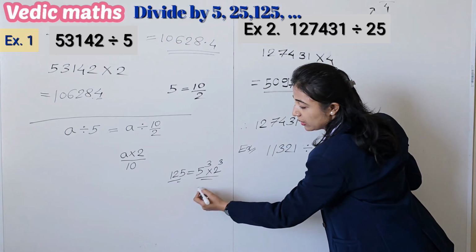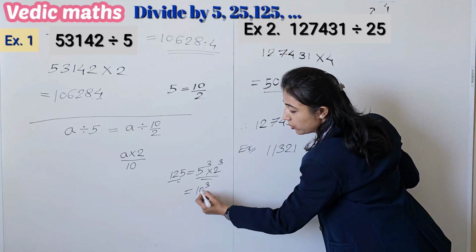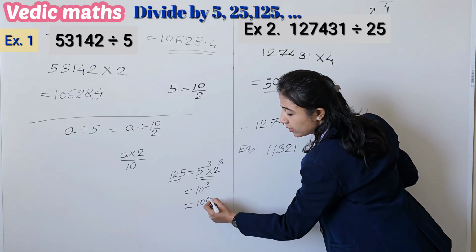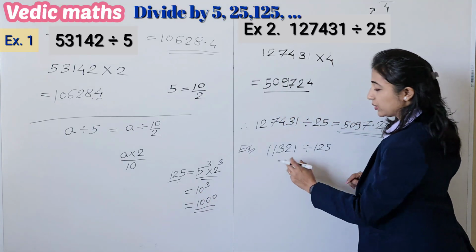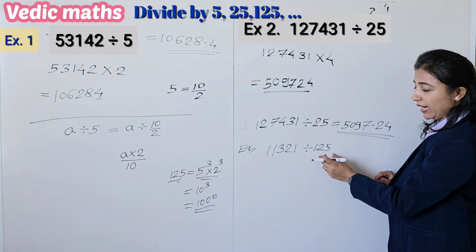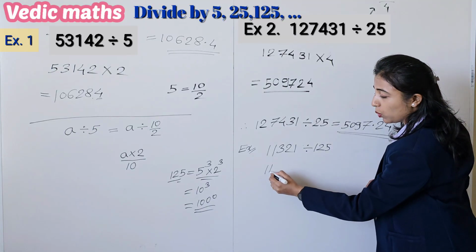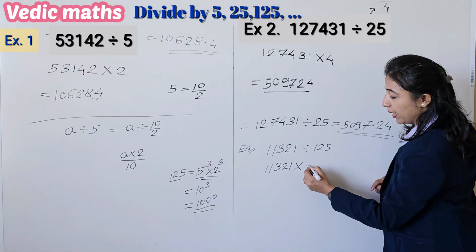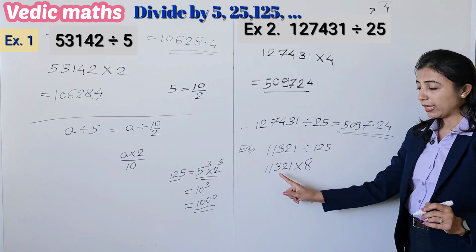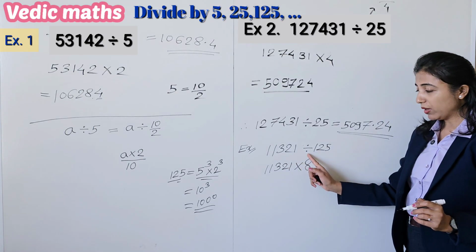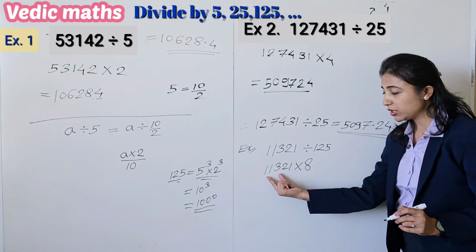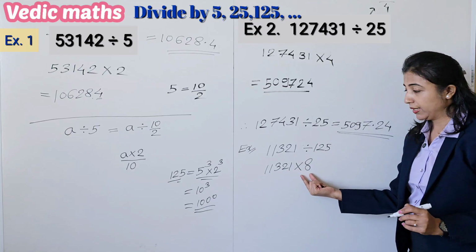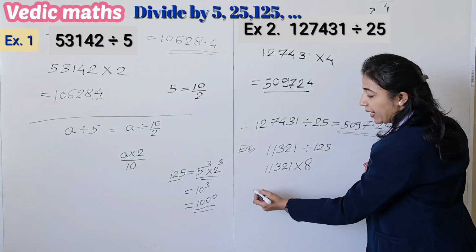So this is nothing but 10 cube, which is nothing but 1000. So this number divided by 125: 11321 multiplied by 8. So any number divided by 125, that means you just multiply that number by 8. So multiply this number by 8.